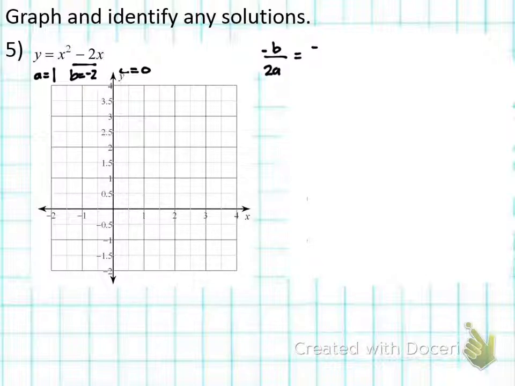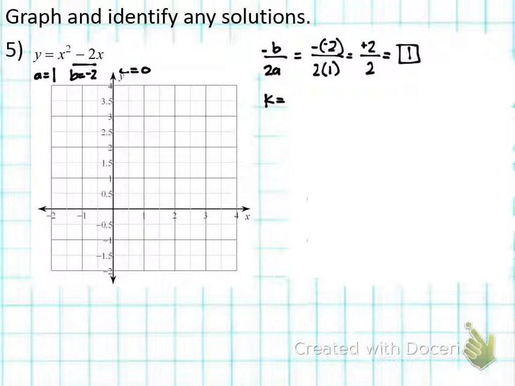So we have -2 over 2 times 1. -2 is equal to what? +2. 2 times 1 is? Therefore, h is equal to 2 divided by 2, which is equal to 1. Good. That's our h. Okay, then we plug it back in to find our k.